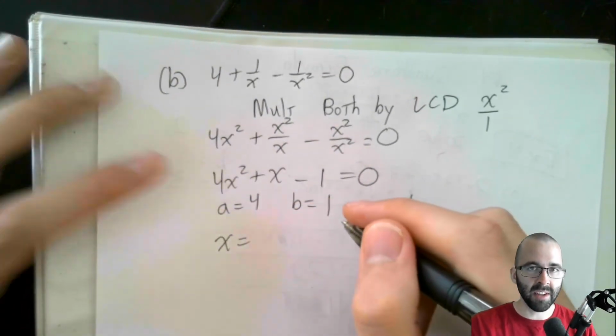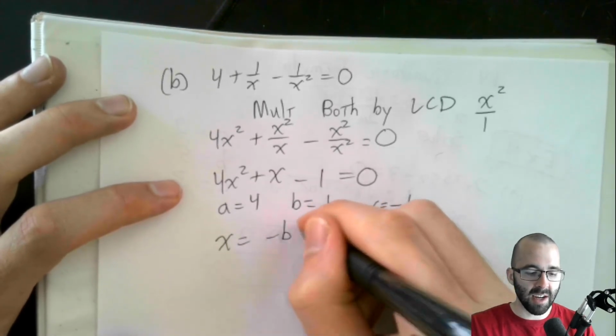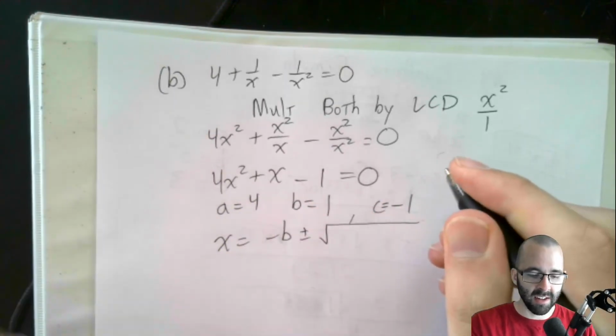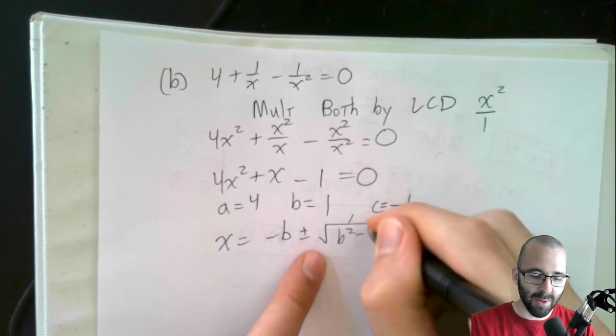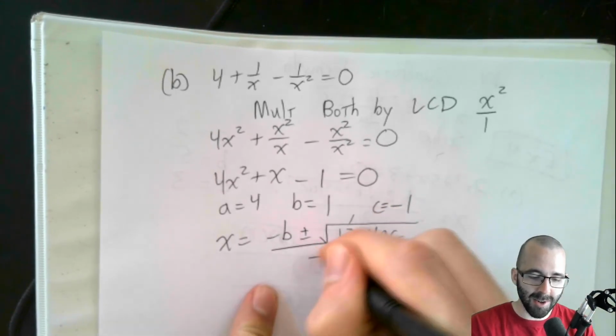So to solve this, we use the quadratic formula. I recommend writing it down every time. Negative b. There's even a song. x equals negative b plus or minus the square root of b squared minus 4 times ac, all over 2a.